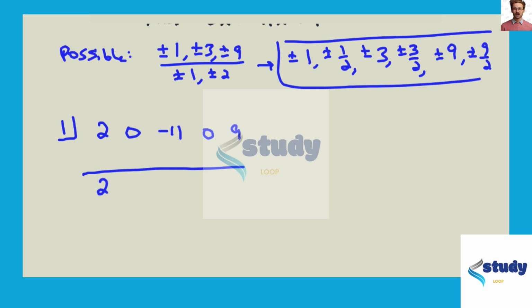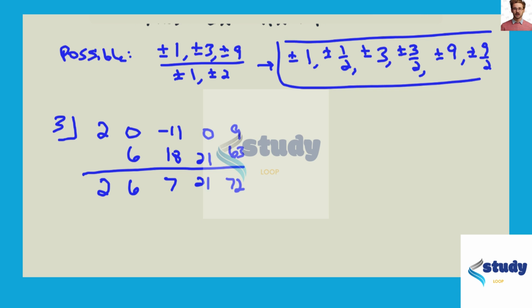So if we drop down the 2 and multiply and add and multiply and add, okay, it's not 1. So let's try 2. We drop down, multiply, add, it's not 2. We go to 3. We drop down the 2, we multiply, add, add, all positive. So 3 is an upper bound.